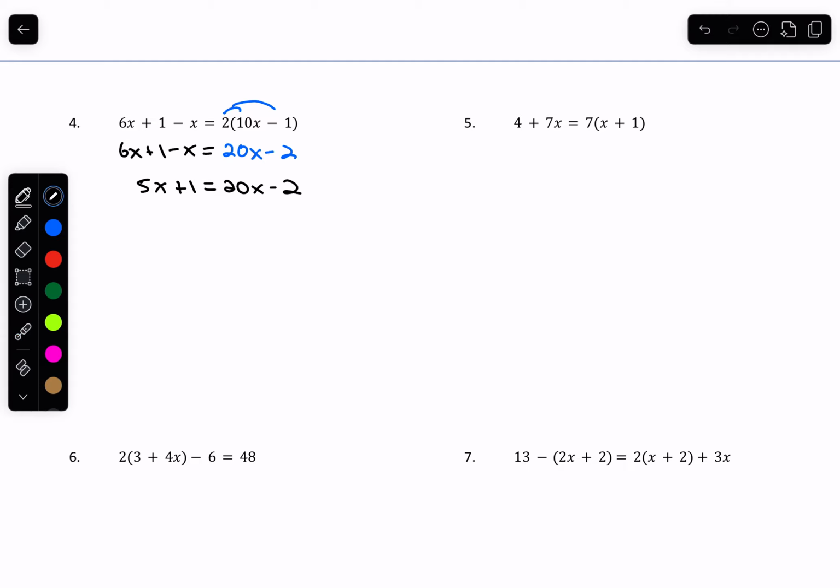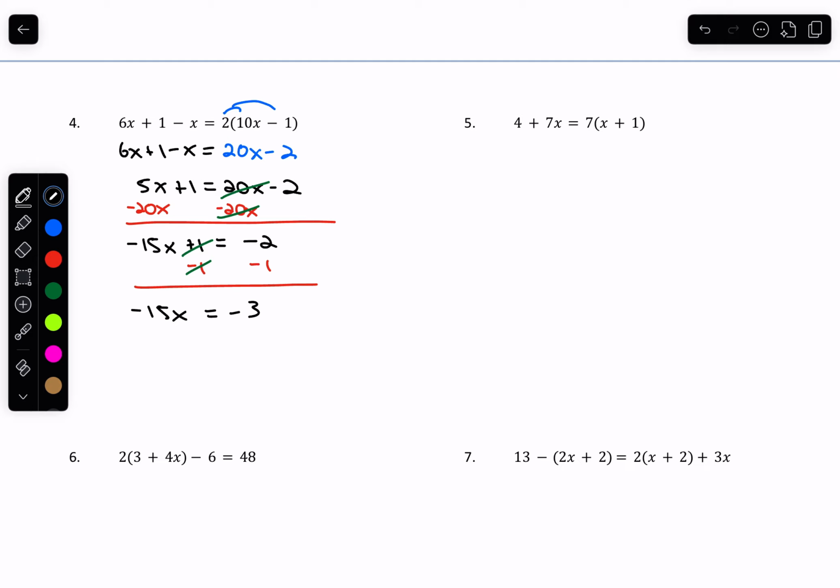All right, so now we're going to start solving. I want to get all of the x's to the left, so I'm going to subtract 20x from both sides. When I do that, on the right side, those 20x's cancel. And on the left, I get negative 15x plus 1. On the right side, I just have a negative 2 left. Now I'll move that 1 over to the right side. That'll leave me with negative 15x. The 1's cancel. So negative 15x is equal to negative 3.